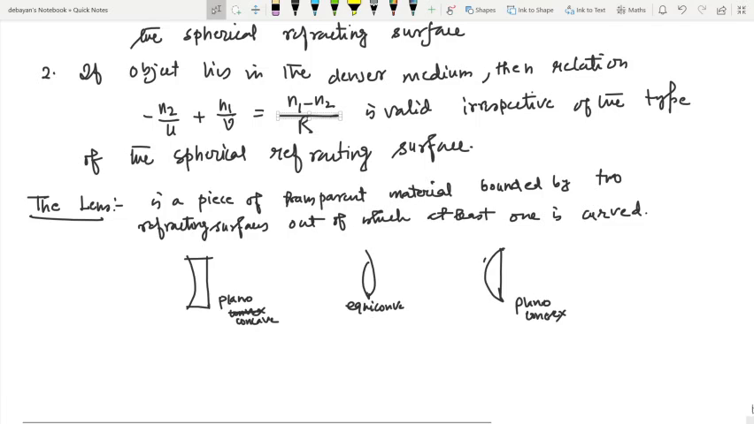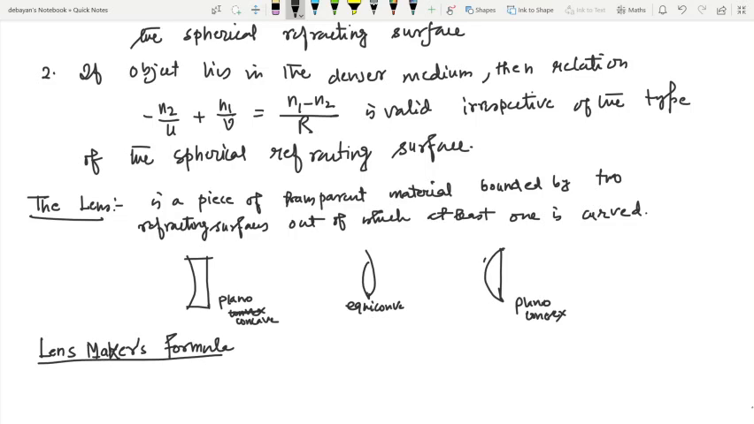So I am not discussing what the different types of lenses are. I think it should be clear what you mean by principal focus and all those terms. There is a formula called the lens maker's formula, which gives the relation between the focal length, the refractive index of the material, and the radii of curvature of its surfaces.